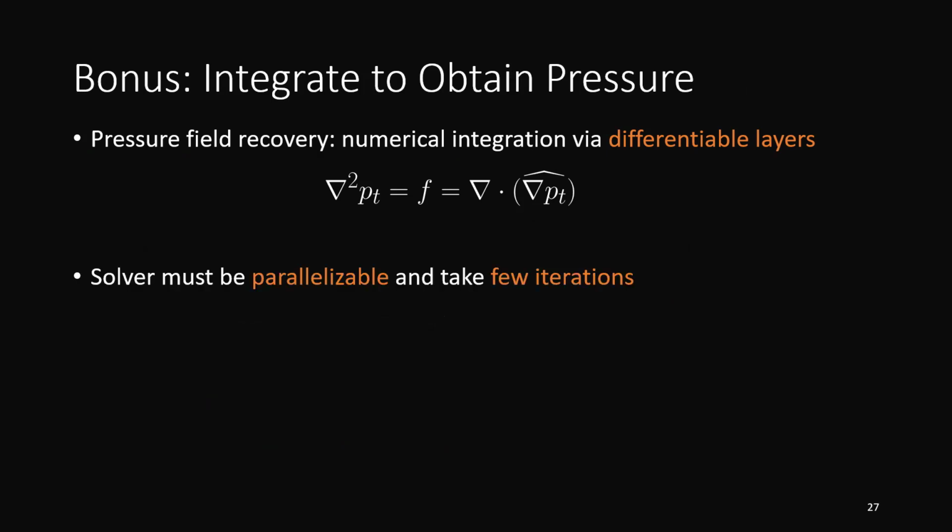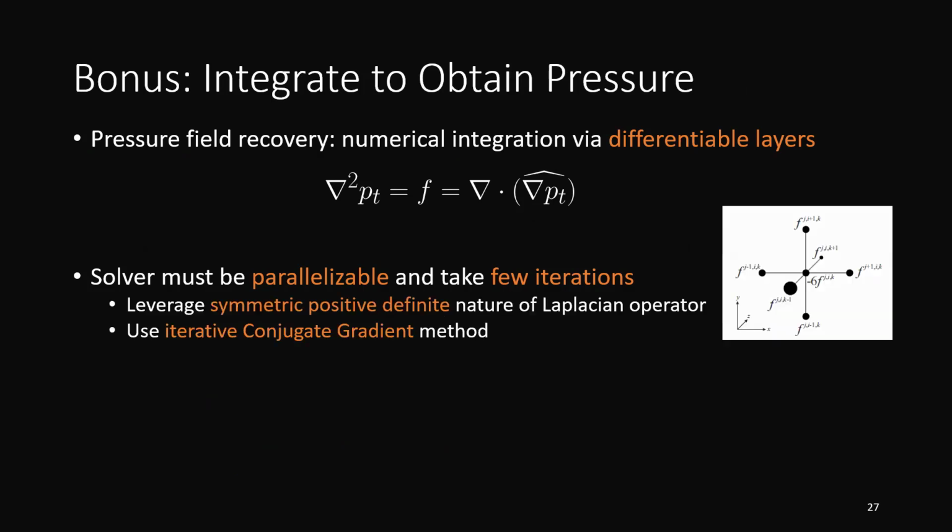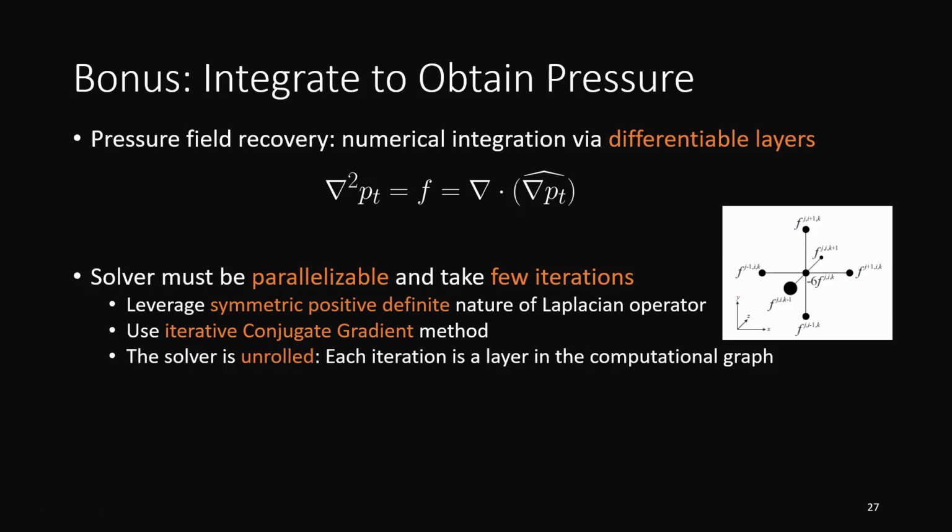However, because it's done on a GPU, the solver must be highly parallelizable and must only take a few iterations. So for those of you who are familiar with numerical methods, we solve this on a 3D Laplacian grid, effectively. But the Laplacian operator in the Poisson equation is symmetric positive definite. So we can use that and use things like Krylov subspace projection methods, like the conjugate gradient iterative method, to try and solve for the pressure field. And the solver, because it's iterative, is unrolled. In other words, each iteration becomes another differentiable layer in the computational graph. So for the loss function, you can just backpropagate these gradients to the inputs.